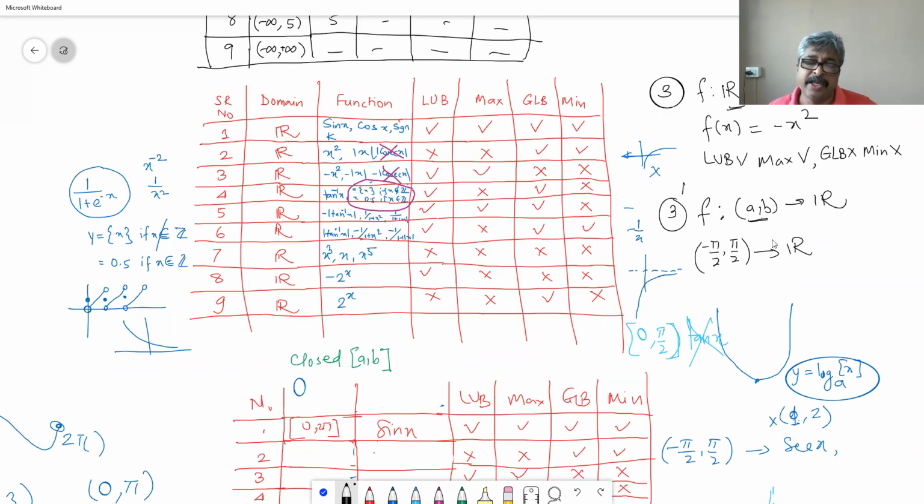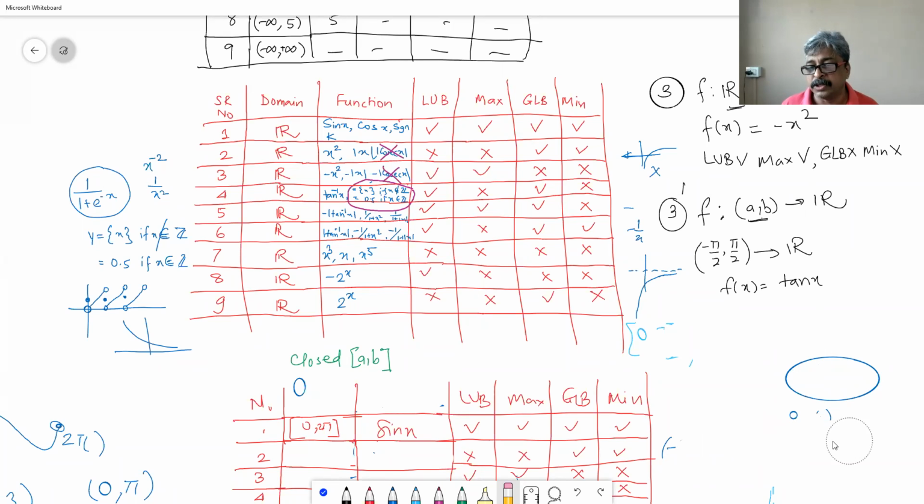Real numbers. Can we have a name of the function which is defined from minus pi by 2 to plus pi by 2 and it attains all real numbers? So f of x is equal to tan x. F of x is equal to tan x will attain all the values, real numbers, if your x value is between minus pi by 2 to plus pi by 2, correct? So now what I would like to do is do the composition.